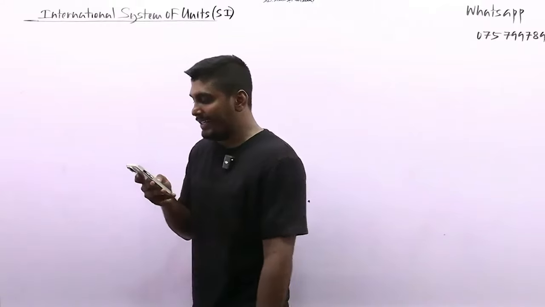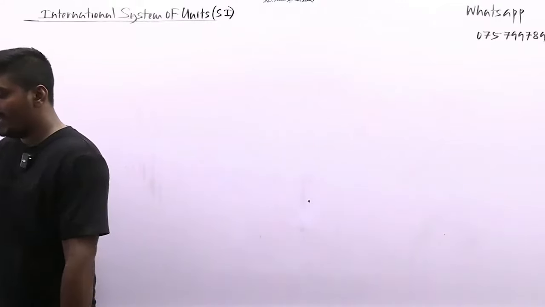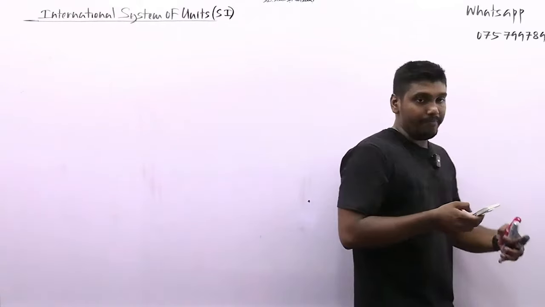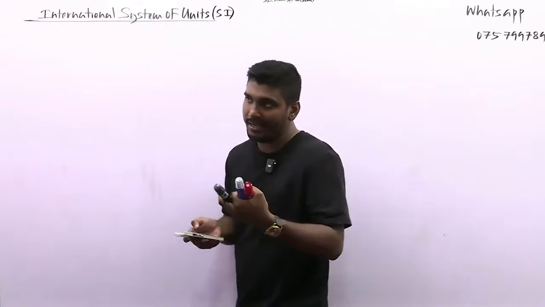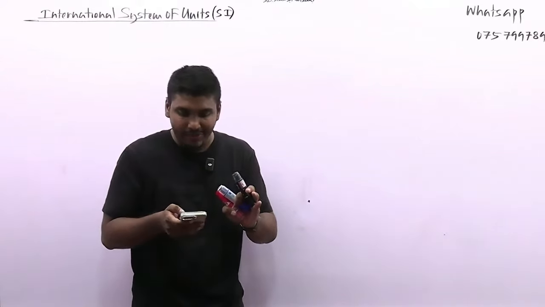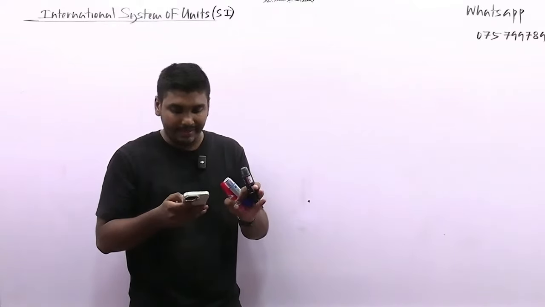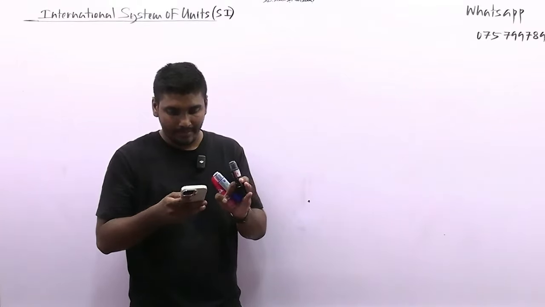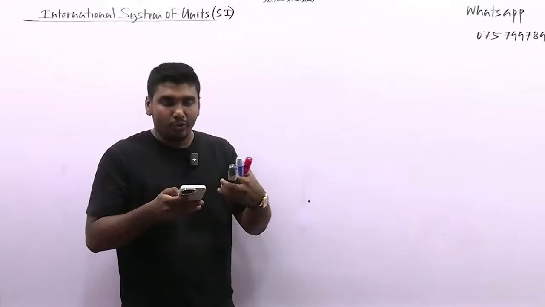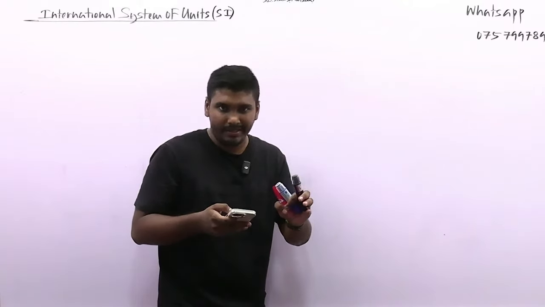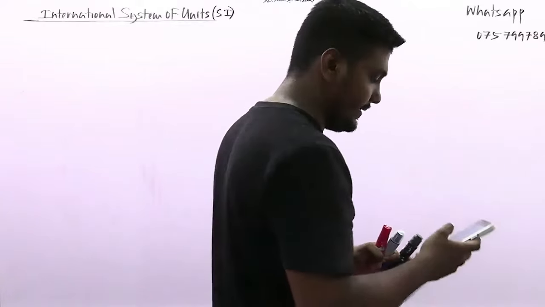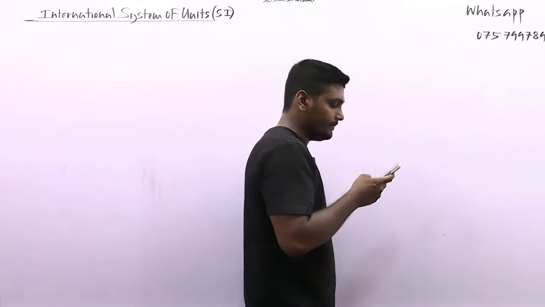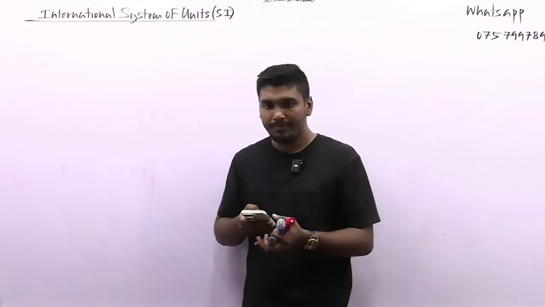Now the units used under the International Unit System can be divided into 5 main categories. Write down below. Number 1, base units, if not basic units, fundamental. There are different words. Number 1, basic units. Number 2, supplementary units.